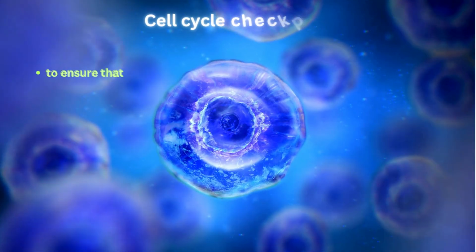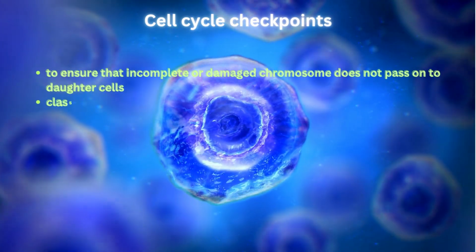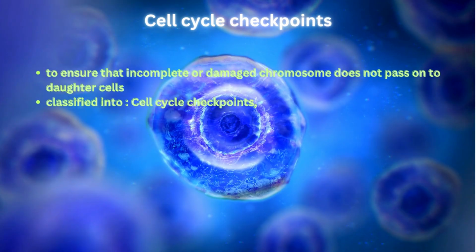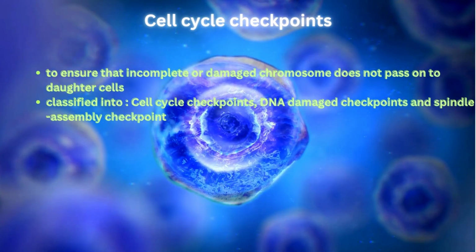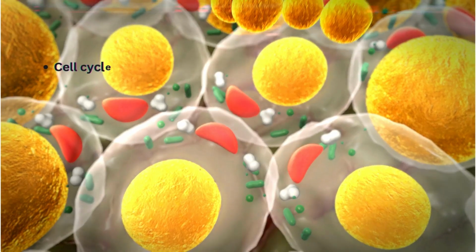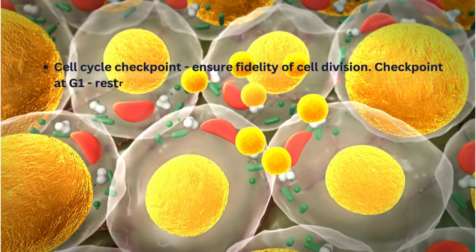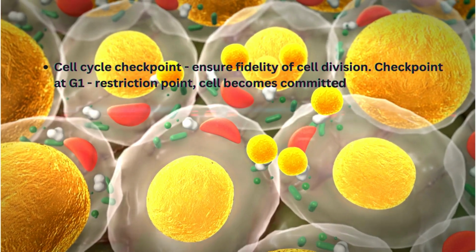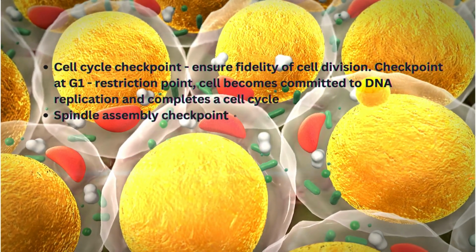Cell cycle checkpoints are to ensure that incomplete or damaged chromosomes do not pass on to daughter cells. It is classified into cell cycle checkpoints, DNA damage checkpoints and spindle assembly checkpoint. Cell cycle checkpoints ensure fidelity of cell division. Checkpoint at G1 is called restriction point. At this checkpoint, cell becomes committed to DNA replication and completes a cell cycle.